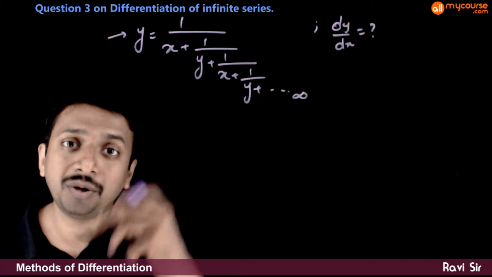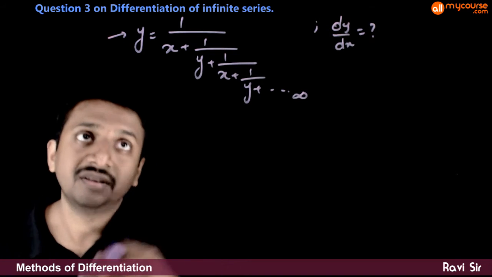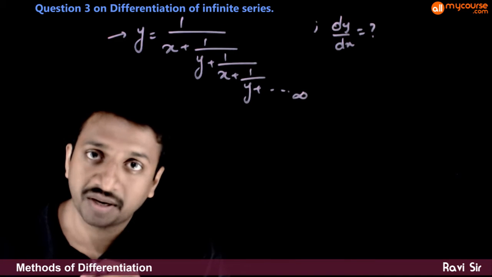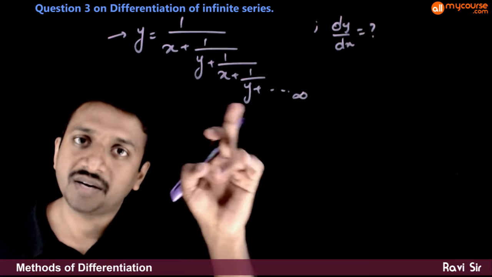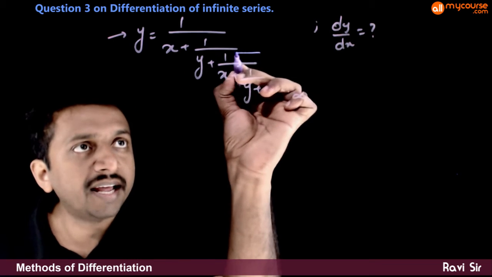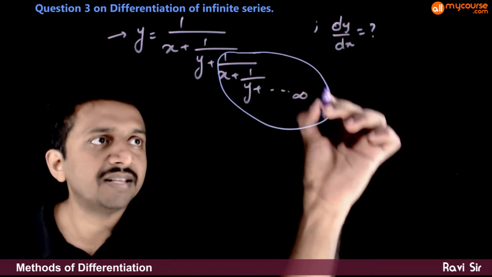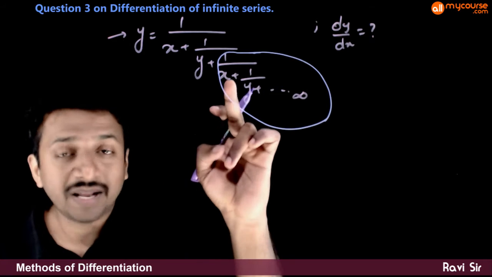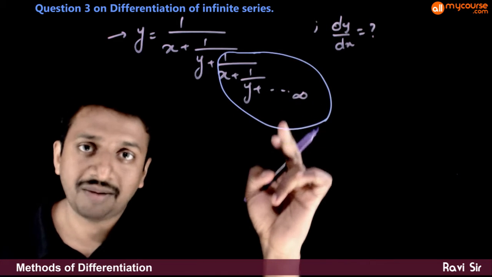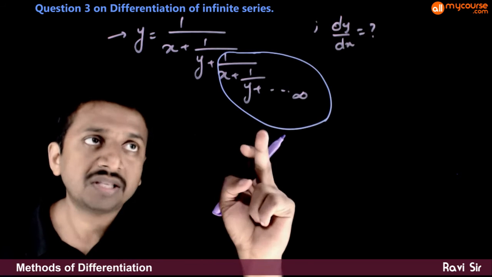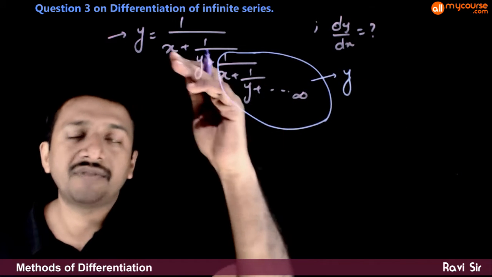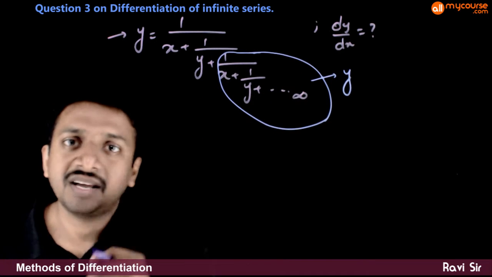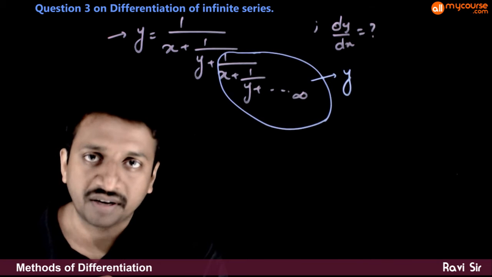So what is the basic unit of this infinite series? As you can see, you have 1 by x plus 1 by y plus. That is the basic unit, because you're getting alternate x and y's. If you take this part and read it, how does it look? 1 by x plus 1 by y plus 1 by x plus 1 by y plus, and so on up to infinity, which is exactly the same as my original function y. So if you take one unit outside of this infinite series, the series won't get affected.